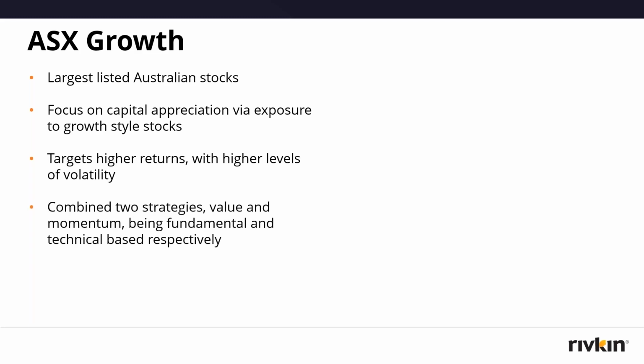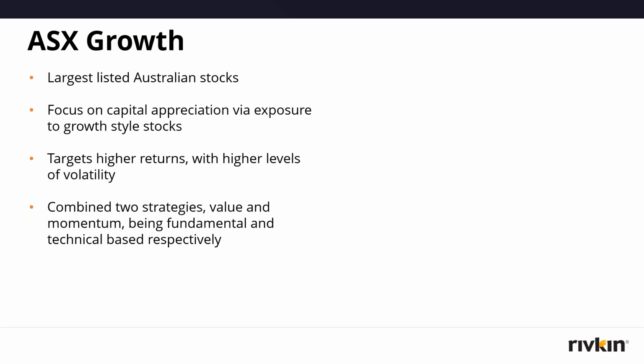Within this, we combine two strategies that we've run here for several years, value and momentum, with the value-based strategy using fundamental data, looking at valuations, looking at dividend yield and return on capital employed. And what we're really looking for is financially sound, profitable companies that have some growth-like characteristics to them. And then we're also adding in momentum-based buys in there, and that's technical-based.